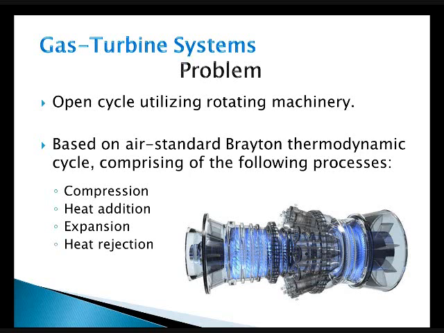Here we have open cycles usually that utilize rotating machinery like compressors and turbines. They're all based on the air standard Brayton cycle and its modified versions. So we have compression through the stages of the compressor. Then we have heat addition that you could have in a combustion chamber, or you can have in the reheater or regenerator. Then we have expansion that's done in the turbine stages, or if you have a jet engine, you have also a nozzle for expansion, and also the heat rejection.